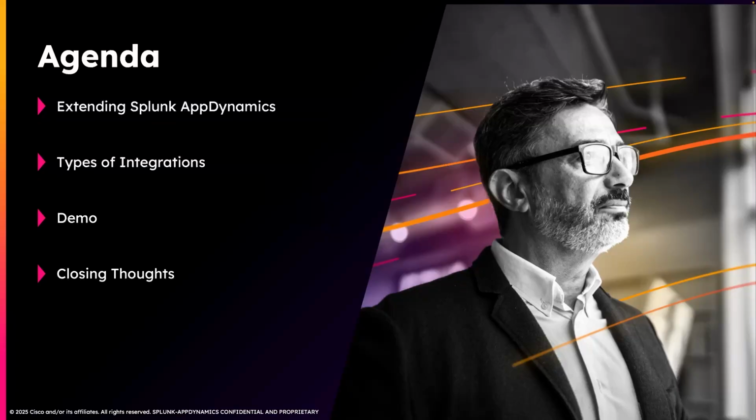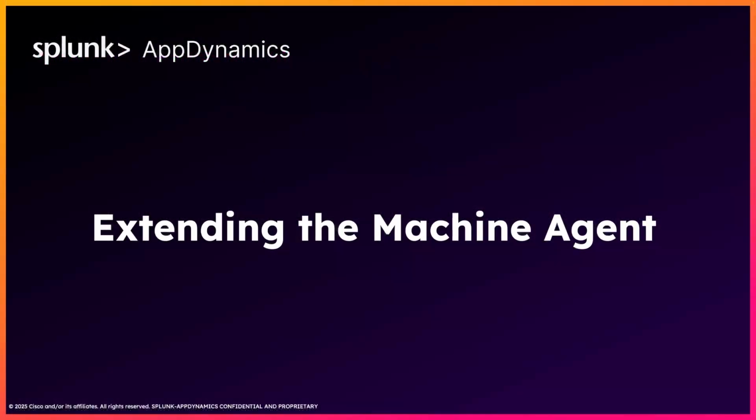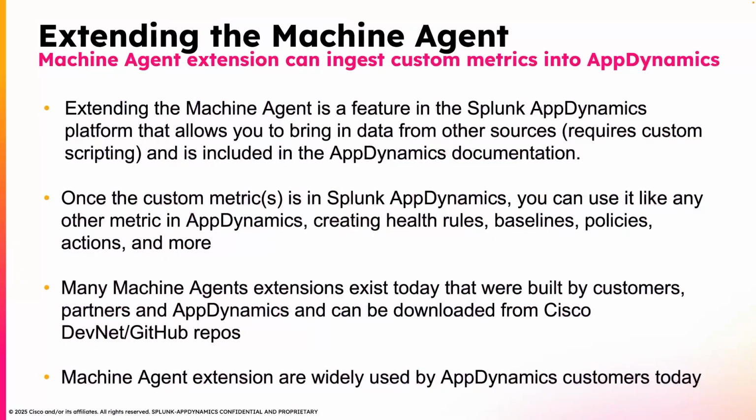This is the agenda that we've been following for all of the series here, and we're really double clicking in on the types of integrations that are possible, and then we're showing you a short demo of what they look like. So we're on the very last, number 5, machine agent extension. Monitor additional metrics not captured out of the box with a customization of the machine agent. And so we'll go through some of the capabilities and what you can have with extending the machine agent.